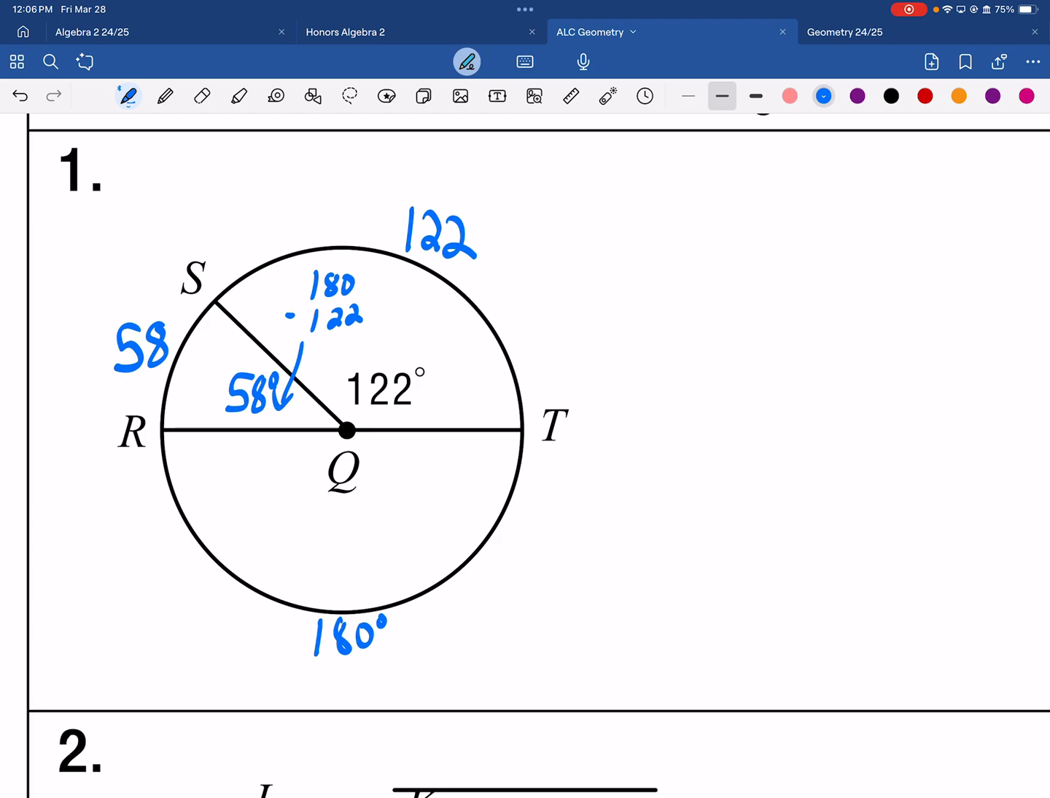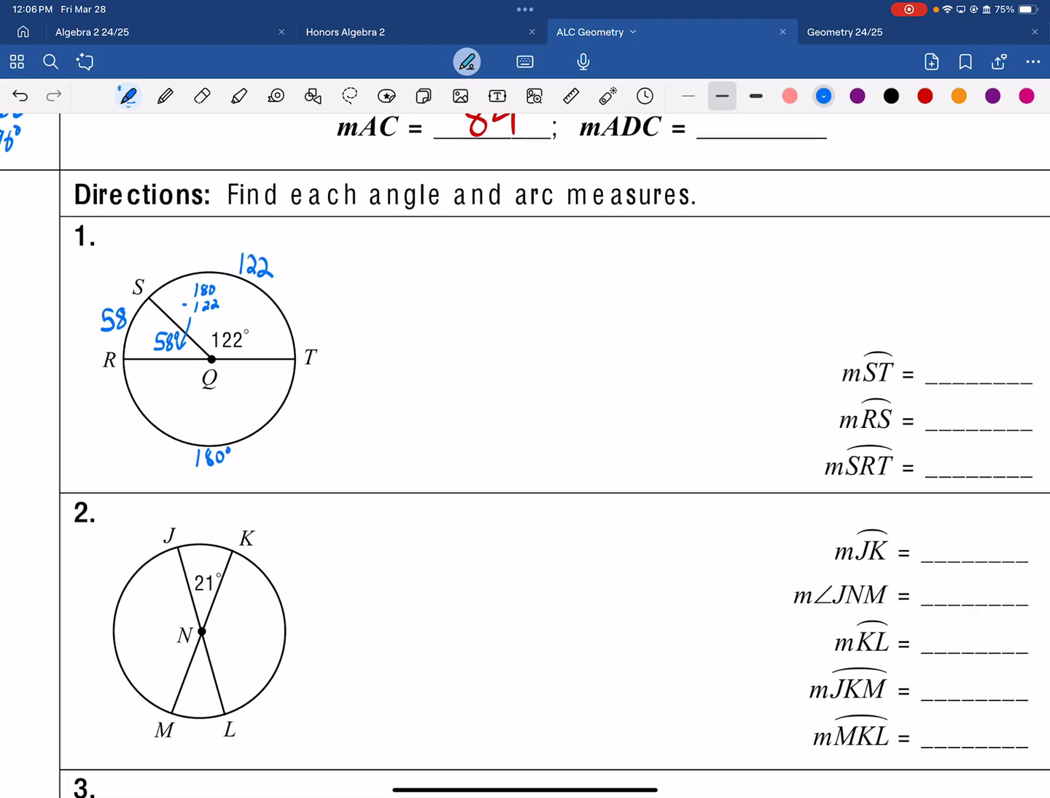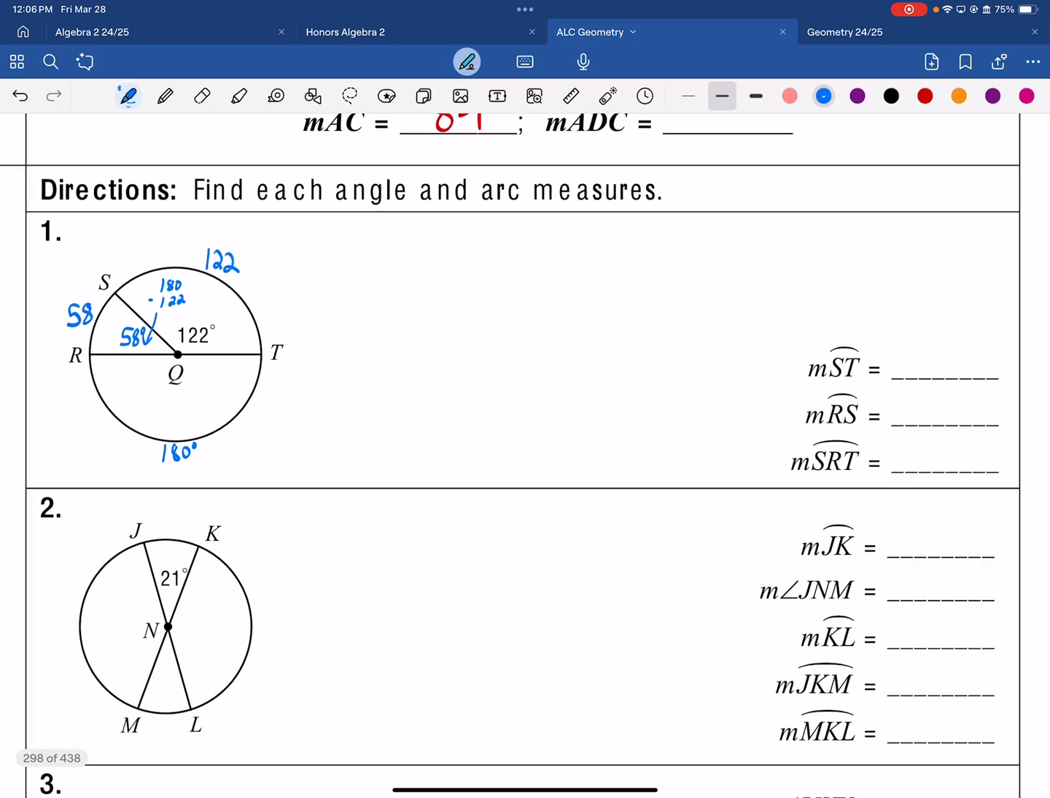Okay, so let's look and see what the questions ask. So the first question says, find the measure of arc ST. Well, ST is from here to here. So the measure of ST is 122. The next one says, what is the measure of RS? Arc RS. R is here, S is here. So the measure of that is 58 degrees.